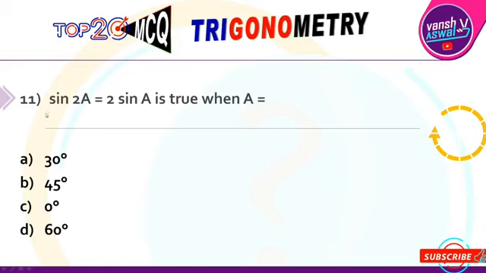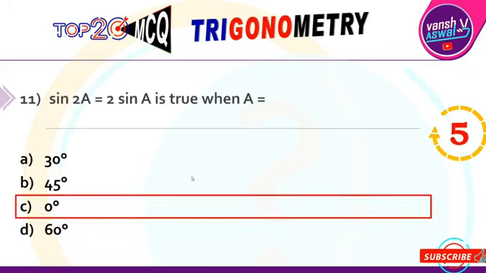Eleventh question, sin 2A is equal to 2 sin A is true when A is equal to. Answer is option C, 0 degrees.